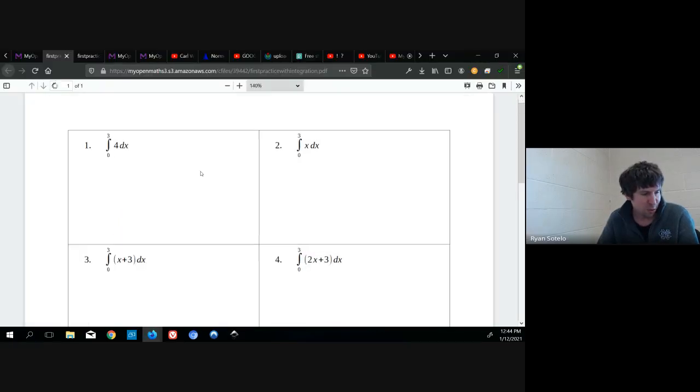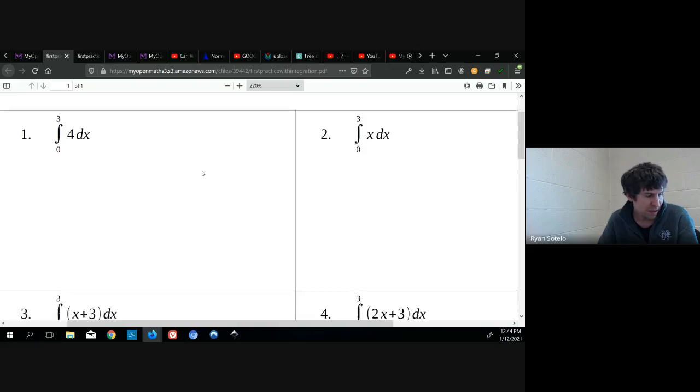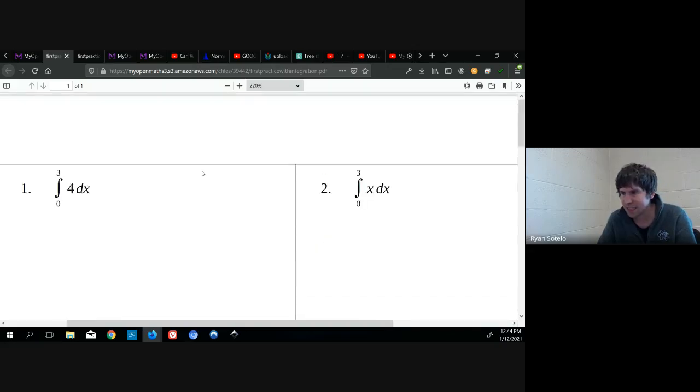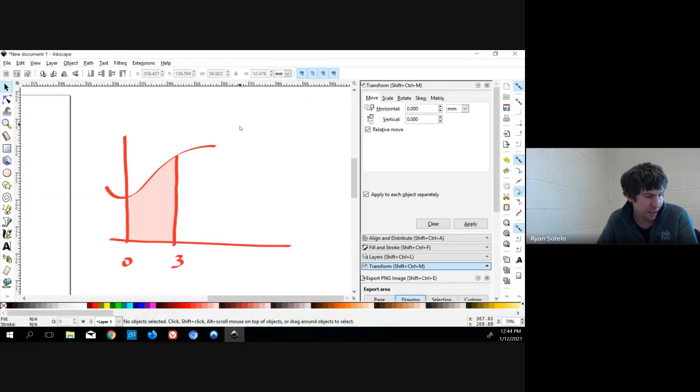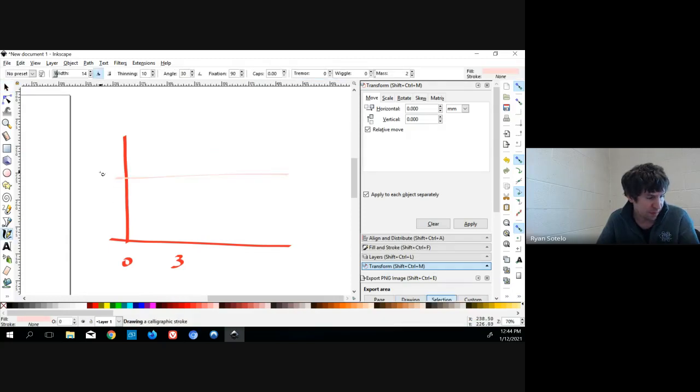All right, so you got number 1. Any idea how to do that one? So remember, think of this as the area under the curve of the function that we're integrating. So we are going from 0 to 3. And our function is 4. Oh, I went light there, didn't I?